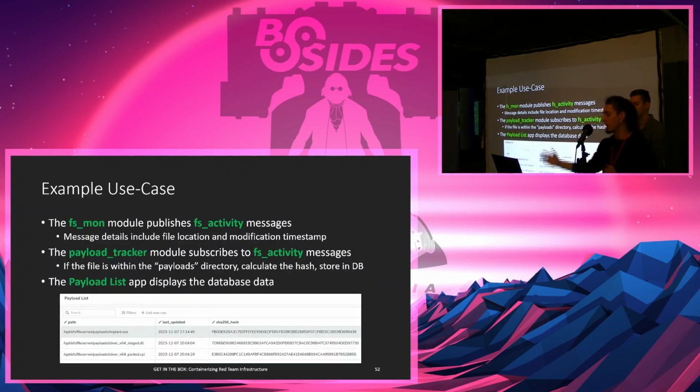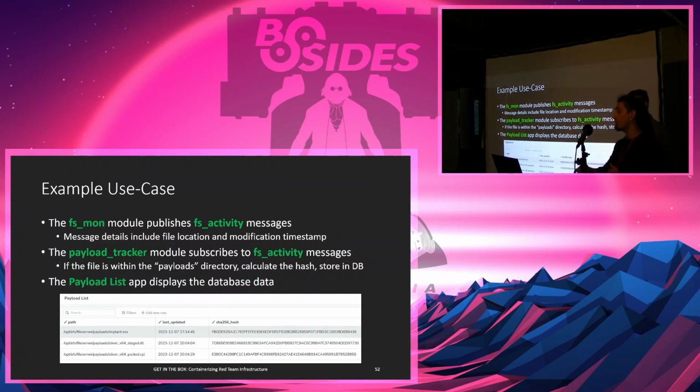So just as a quick example use case, I have modules and I have messages. In this case, I have the fsmon module, which is file system monitoring. And it publishes to the FS activity, file system activity, message queue. So it monitors a directory and any subdirectories, and anytime it sees a change to a file within that directory, it fires an event to the FS activity queue. It says, hey, a new file was created, or hey, a file was modified.